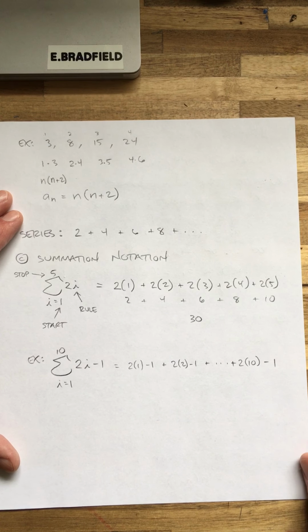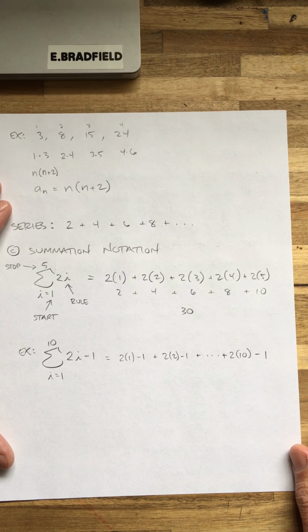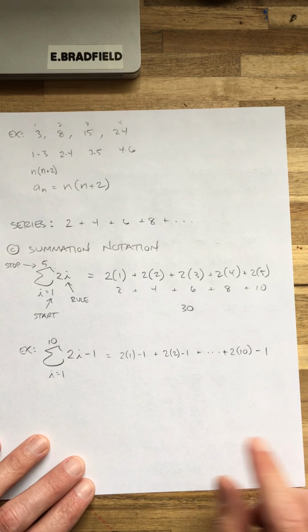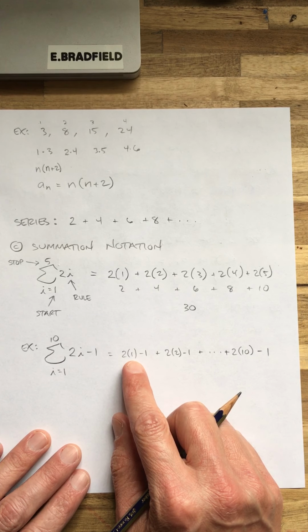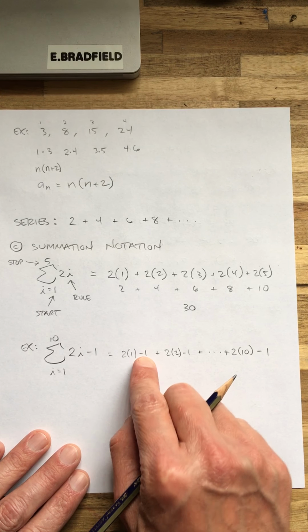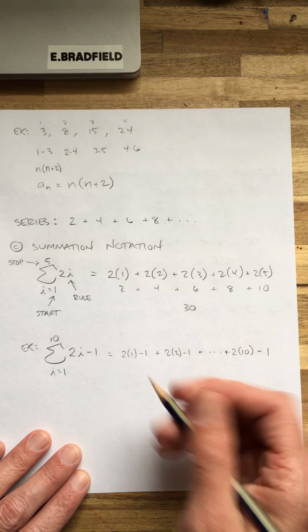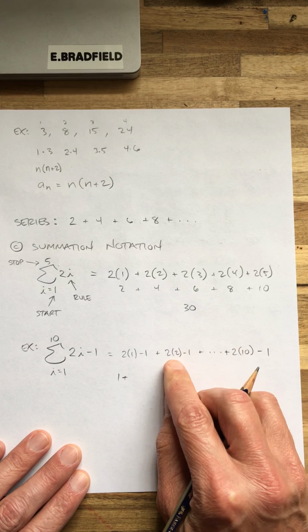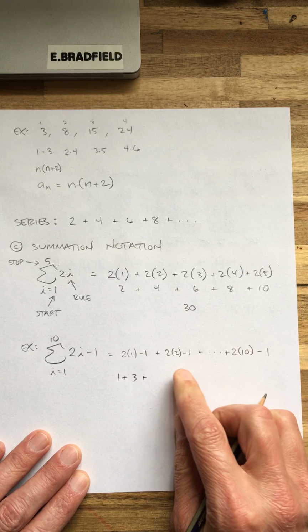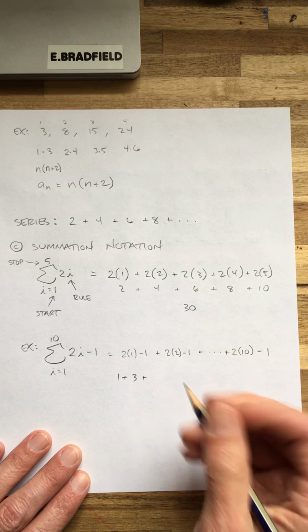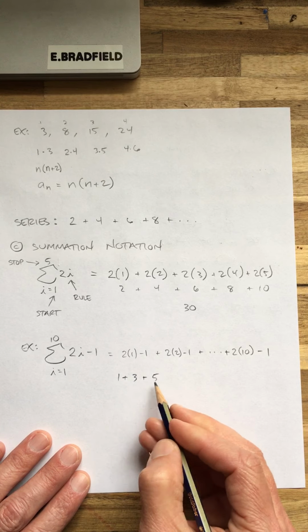I didn't write them all down because I don't think you'll need to. Watch this. 2 times 1 minus 1, that's 2 minus 1 is 1, okay? Plus 2 times 2 is 4 minus 1 is 3, okay? Plus, let's plug in 2 times 3. That's 6 minus 1 is 5. Do you see what's happening? It's going up by 2's.